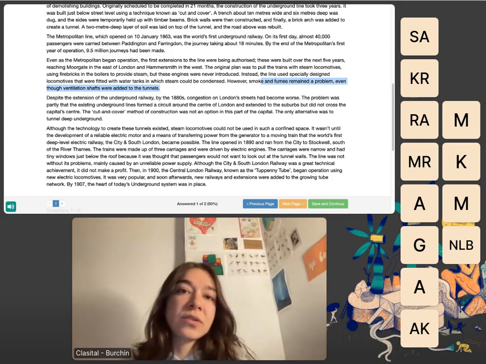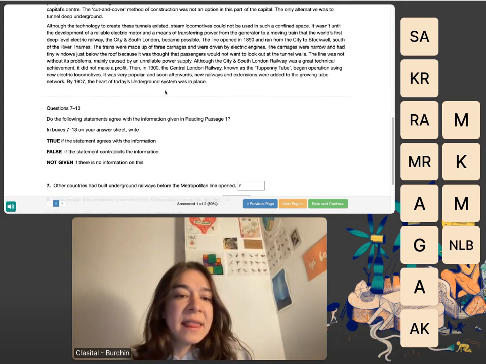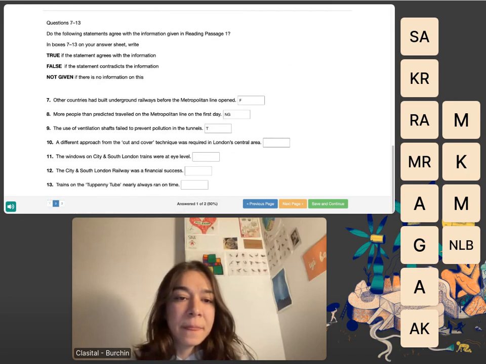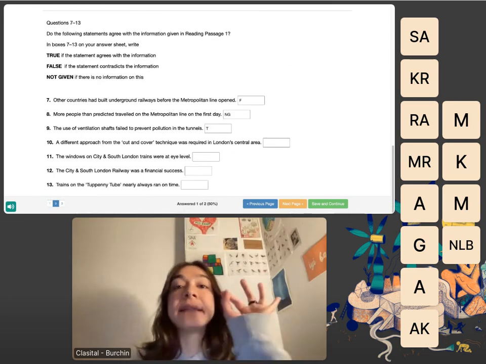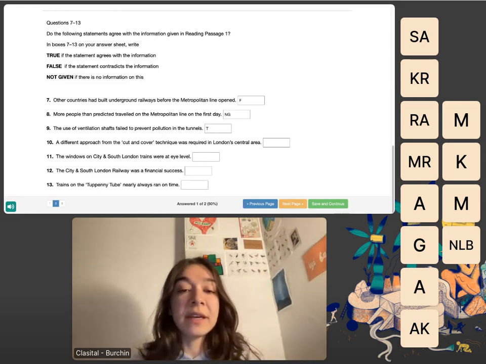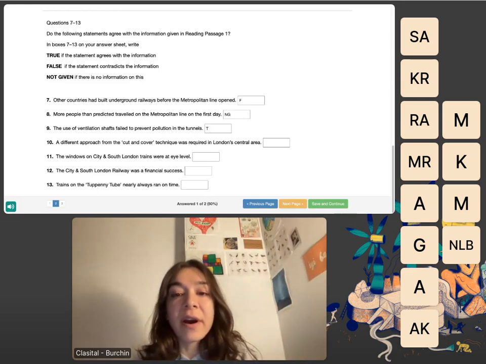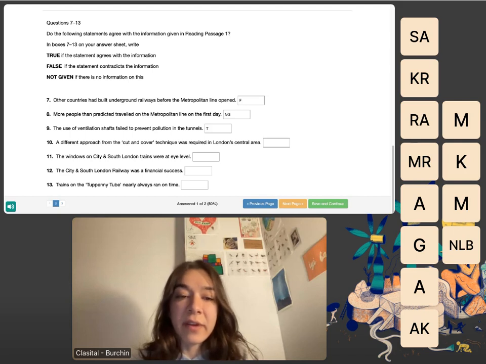Number 9 is true. Let's continue with 10, 11, and 12. A different approach from cut and cover technique. This is very specific. This is our keyword. Technique was required in London's central area.